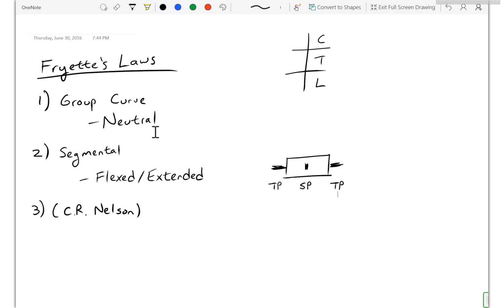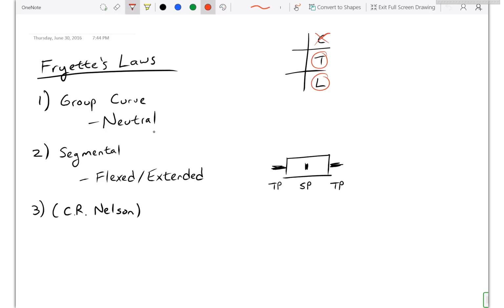So when we're talking about Fryette's laws, we're talking about the ways that the vertebrae move, specifically the vertebrae of the T-spine and of the L-spine. When we talk about Fryette's laws, we generally don't talk about the C-spine. The reason is because the C-spine works in a little bit more complex way, and Fryette's law number 1 and 2 doesn't fully explain the way that the C-spine moves. So you'll learn that later on in the semester or later on in the year. But for now, Fryette's laws apply for the T-spine and the L-spine.